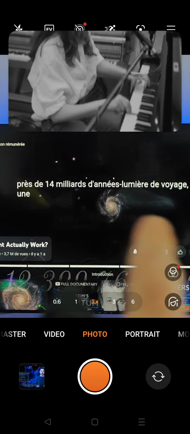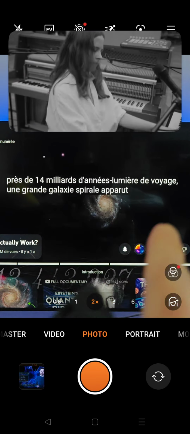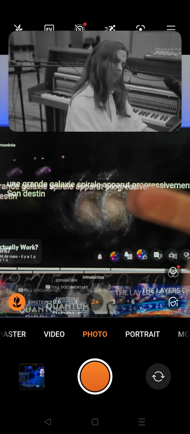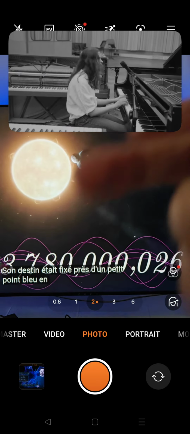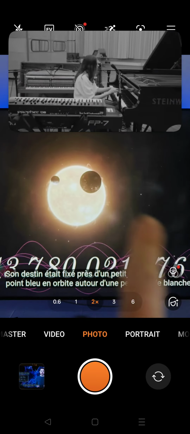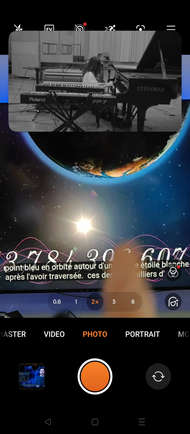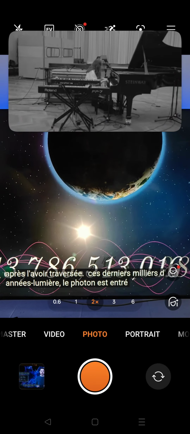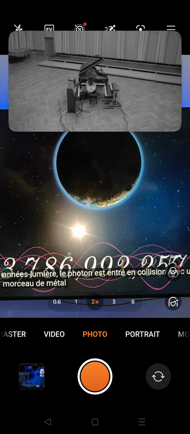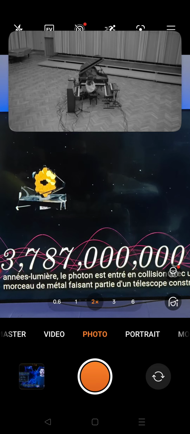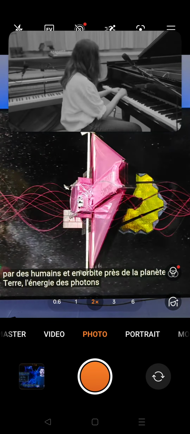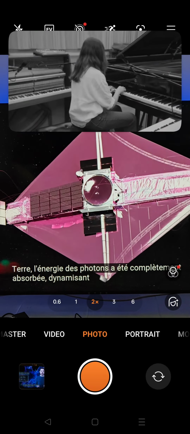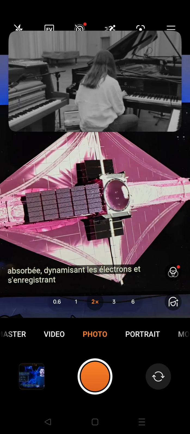of travel, a large spiral galaxy steadily came into view. Its destiny was set. Near a small blue dot orbiting a small white star, after crossing the last few thousand light years, the photon collided with a piece of metal, part of a telescope built by humans and orbiting near the planet Earth. The photon's energy was completely absorbed, energizing electrons and registering on detectors.